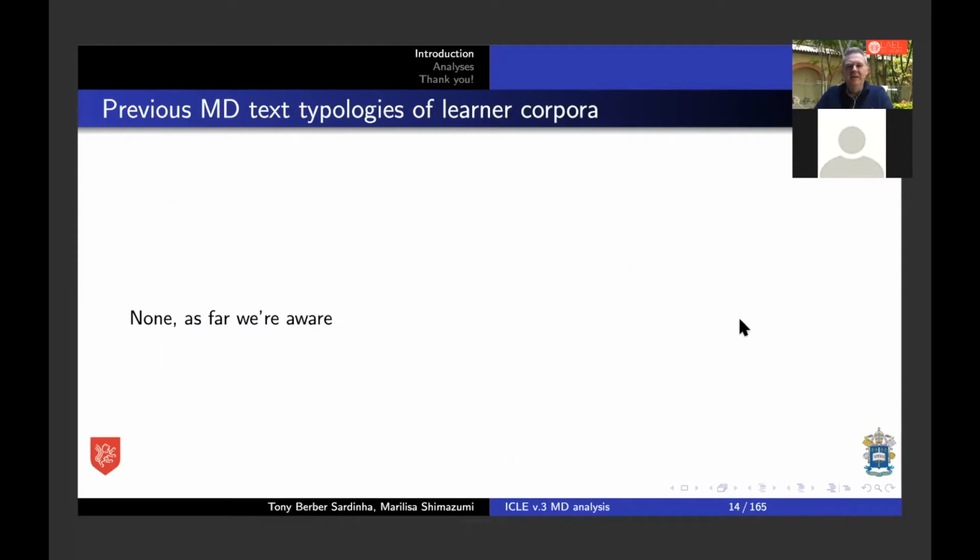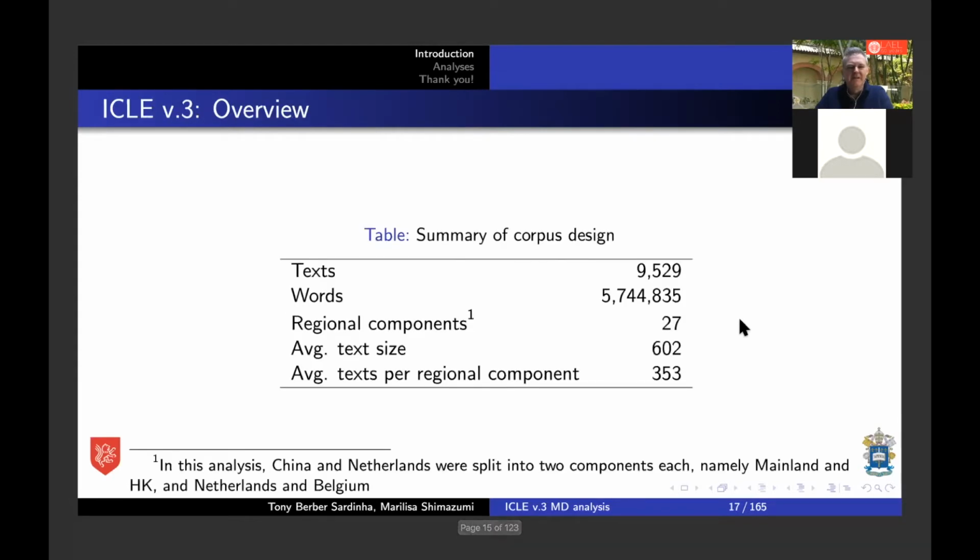So how about the text typologies? Zilch, zero, nada, none, so far as we're aware. But if you know of any MD text typology, please let us know. So here's an overview of the corpus. 9,500 texts, over 5 million words.